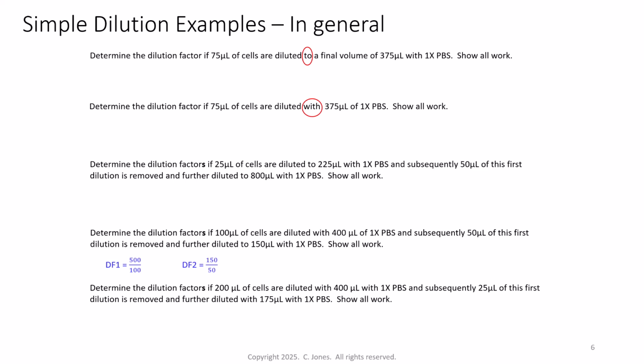To back calculate and account for the overall dilutions to get to the original concentrations, we need to combine the two dilution factors. That is, multiply dilution factor 1 by dilution factor 2. So this is 500 over 100 times 150 over 50.